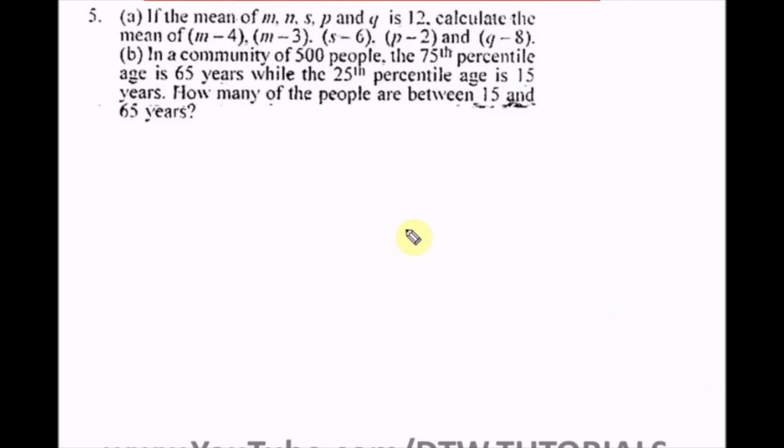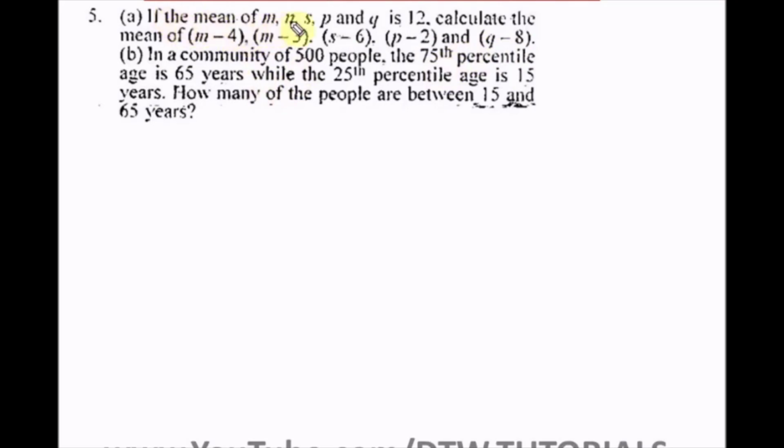Question 5a of the WASSCE 2018 Mathematics Theory question. It says, if the mean of M, N, S, P, and Q is 12, calculate the mean of these values. We have how many values here? 1, 2, 3, 4, 5. So we should calculate this mean. All right, so how do we do this together?